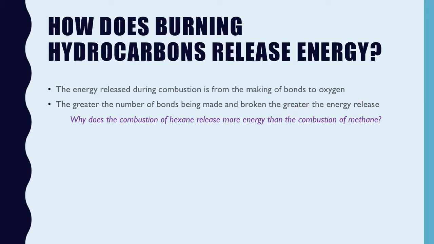I'll try to explain this using an example. If we compare the combustion of hexane to that of methane, we know that hexane has a larger energy release. This is because hexane is a larger molecule. There are more bonds being broken and then more bonds being formed with the oxygen. This is why there's a larger energy release. Whereas methane is very small, so there are a small amount of bonds being formed with oxygen, hence the smaller energy release. The larger the hydrocarbon undergoing combustion, the larger the energy release.